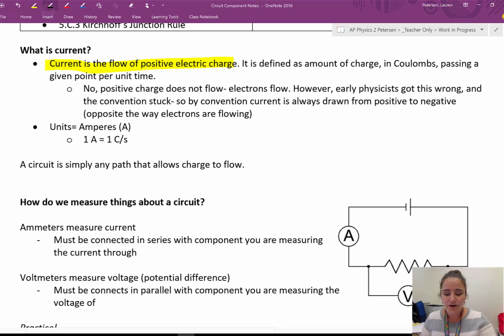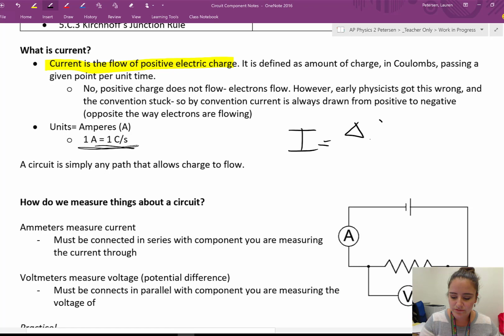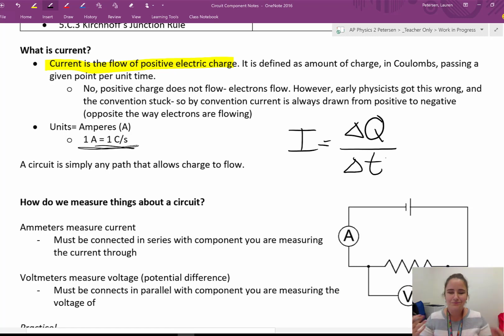Okay, so current is defined as the amount of charge in coulombs passing a point in a given time. Our common units are amps, which are coulombs per second. You will also often see it written in equation form as the charge, which we know is Q, passing a point per given time. So charge per time, normally coulombs per second, is our current.